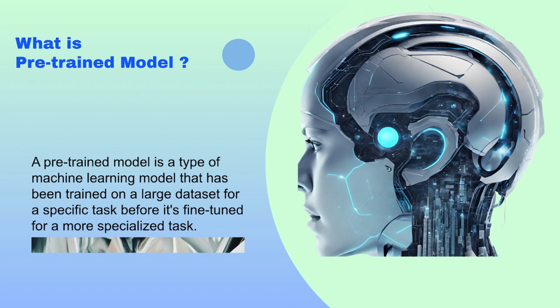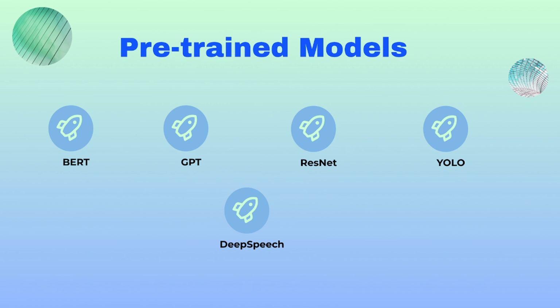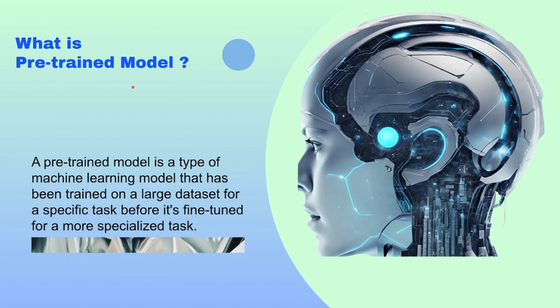Now there are some different terms which you should know. Like this is a pre-trained model. What is a pre-trained model? A pre-trained model is a type of machine learning model that has been trained on a large data set for a specific task before it's fine-tuned for a complex task. Let's suppose you have a model and you have trained it with different training data. That is a pre-trained model, like GPT 3.5, which you are using in ChatGPT.